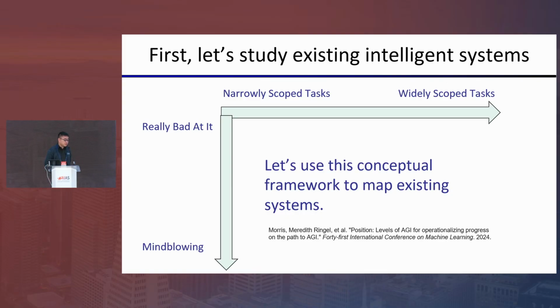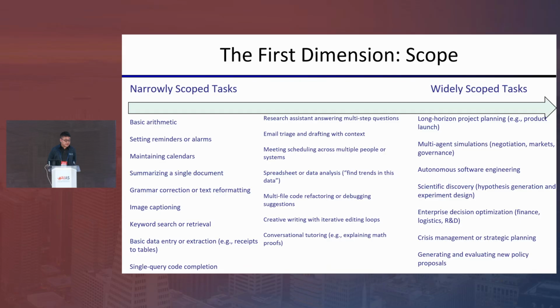There are precisely two axes. One is in terms of scope: we go from narrowly scoped tasks to widely scoped tasks. The other is the capability level, from really bad at this to mind-blowing. Let's be a little bit specific. What exactly are those narrowly scoped tasks? Basic AI, even a calculator, can do basic arithmetic. They can help set reminders on the phone, maybe maintain calendars, summarize a single document. Later, with deep learning, we can work on harder tasks like image captioning, keyword retrieval, and so forth. Recently, code completion.